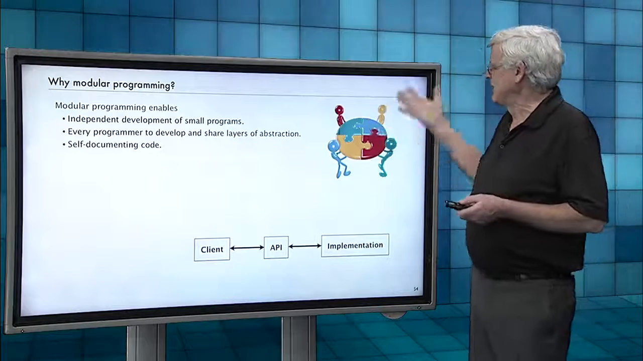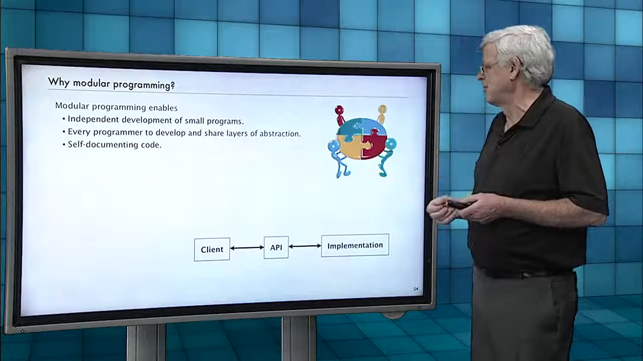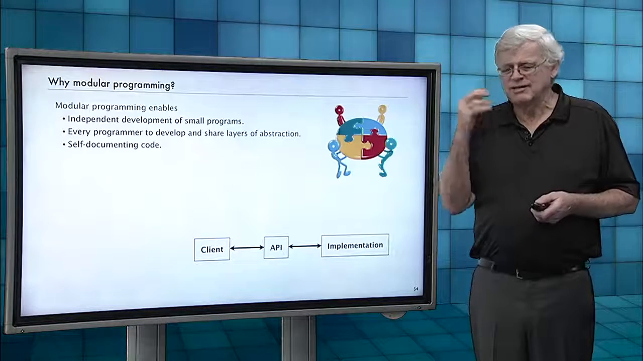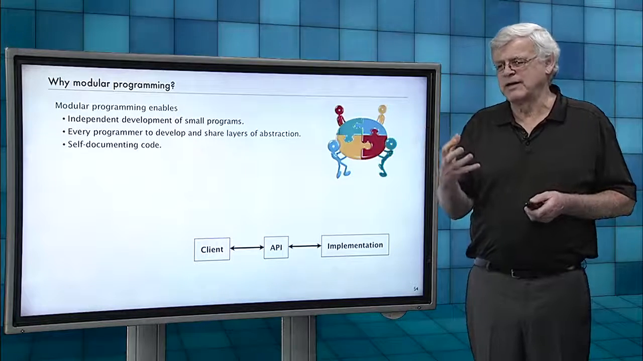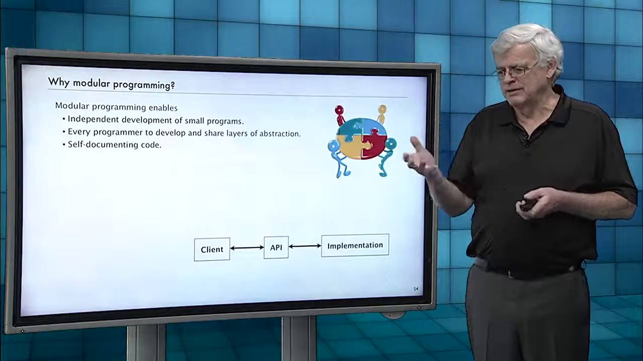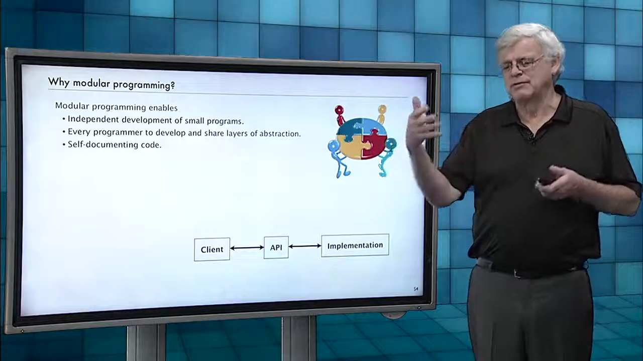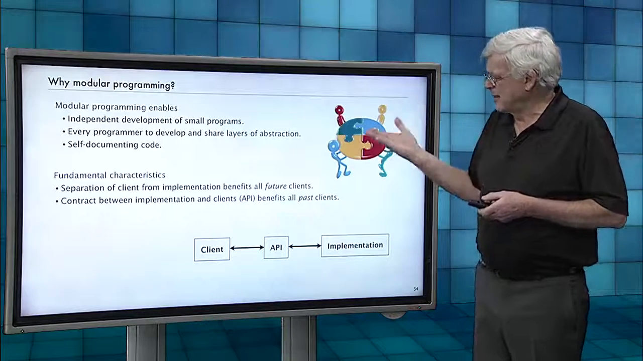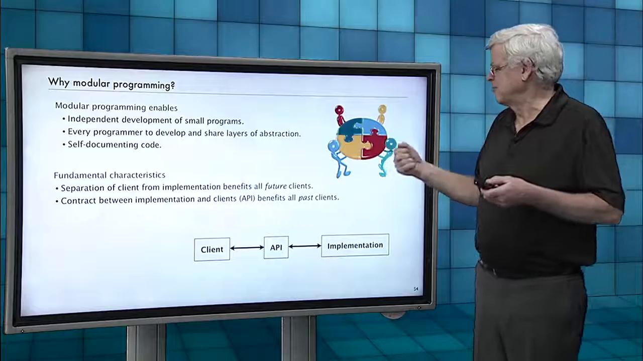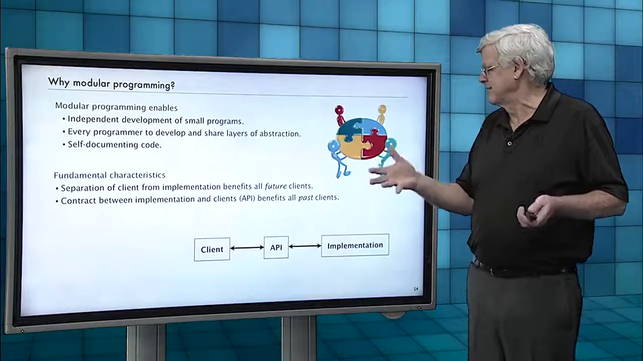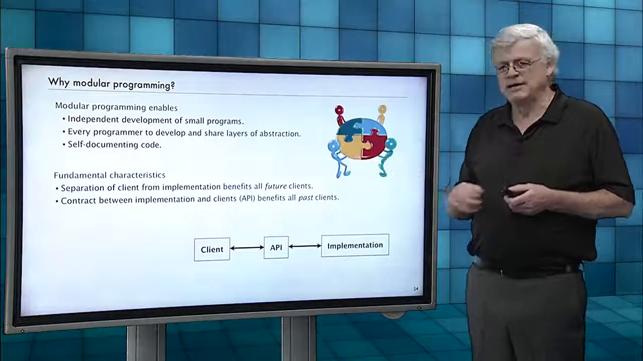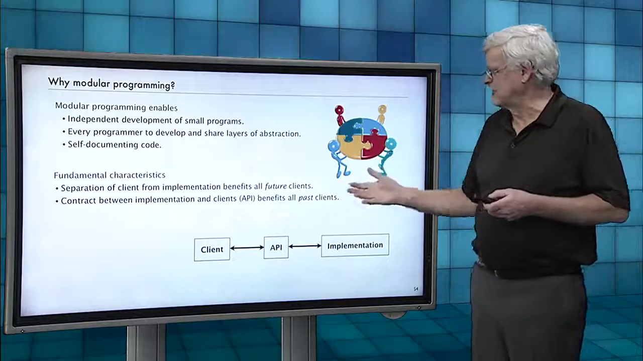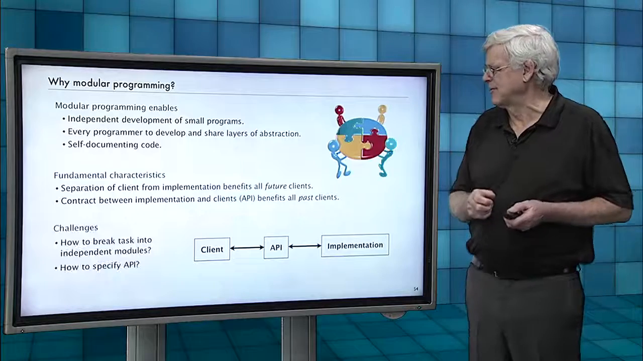So why do we do it? It allows independent development of small programs. It allows every programmer to develop and share layers of abstraction. And it provides self-documenting code. So our programs are written at a higher level. We develop the APIs so that for the client programs, what they want to do is easy to understand. It's specified in the name of the function. The fundamental idea is that separating the client from implementation benefits everyone, including clients that don't even exist yet. But the contract between implementation and clients, that's the API, benefits all past clients because the implementation has to stick to the API, and that's what the past clients are depending on.